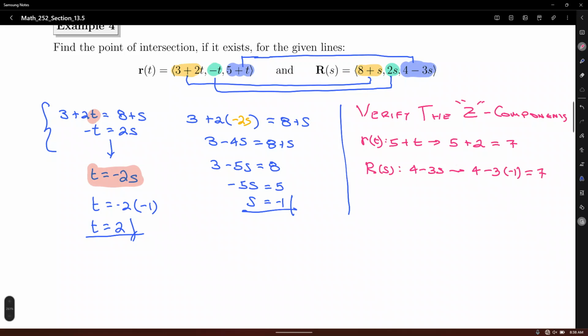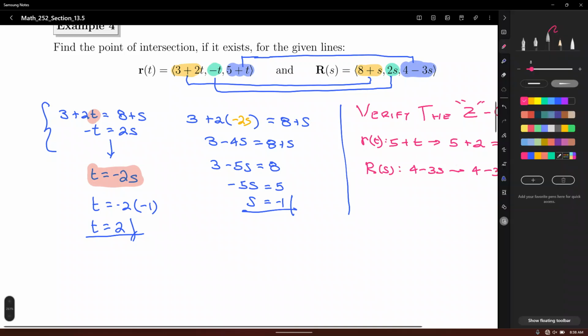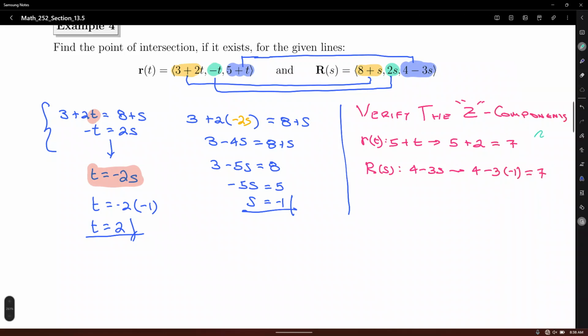So when verifying the z components, these two results must be the same, right? Otherwise, number one, double check your work when solving the system of equations. Or number two, these lines are not intersecting at all, right? So that's what it would mean. They don't intersect because it has to be valid for the three components, right? Okay, now that we have the validation, so to speak, we may proceed to find the point of intersection.